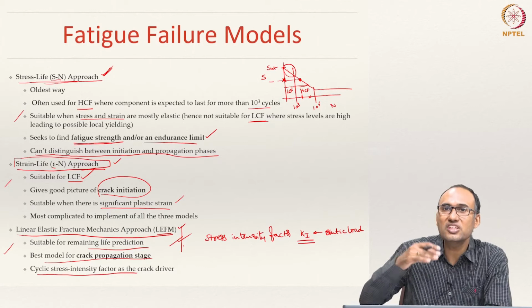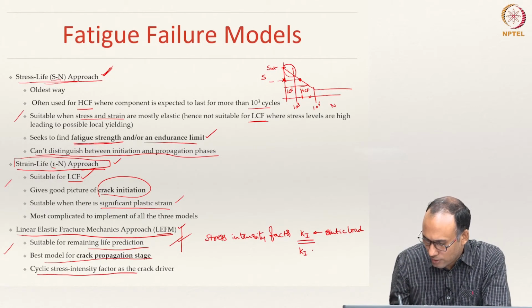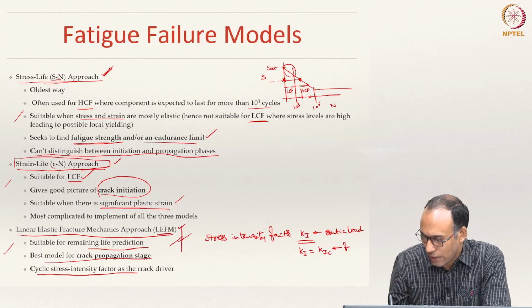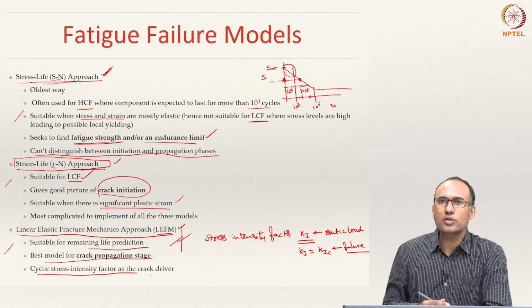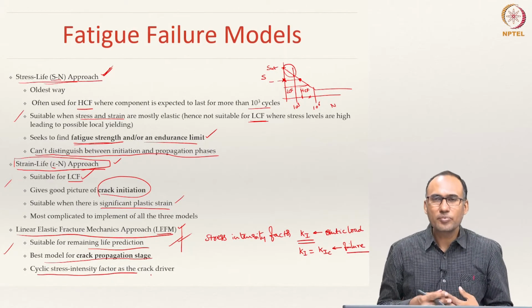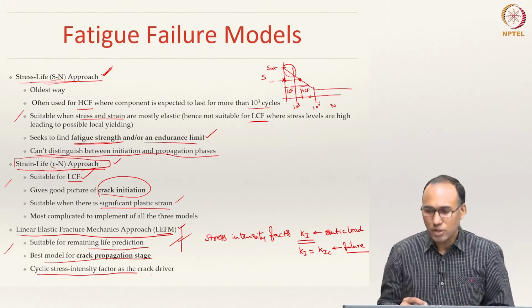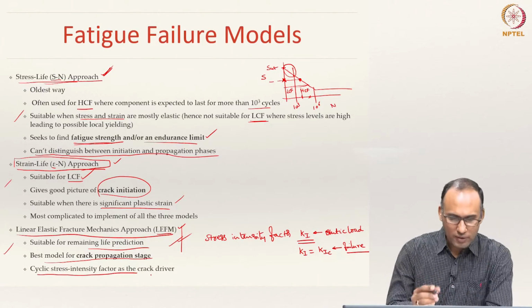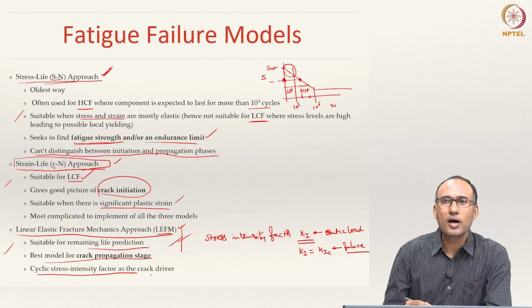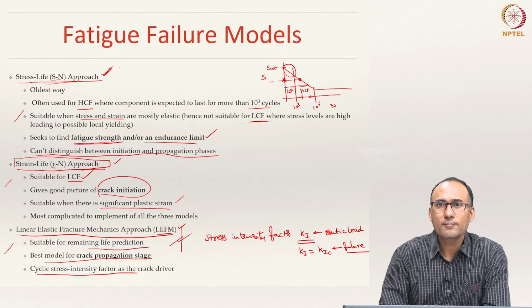Because in fracture mechanics, we have learned that when K1 is equal to K1C, that is when failure happens, that means the crack propagates. Here what we need to look at is the cyclic stress intensity factor, because your stress is cycling between two stress states.